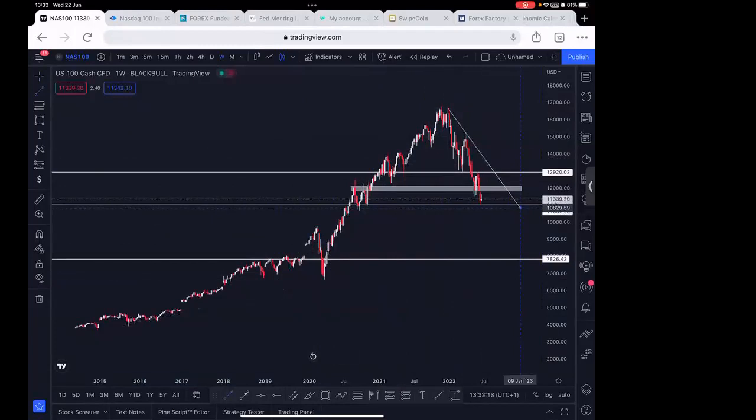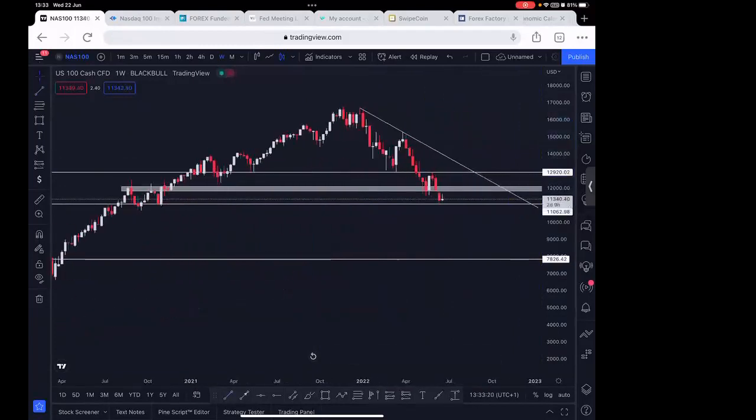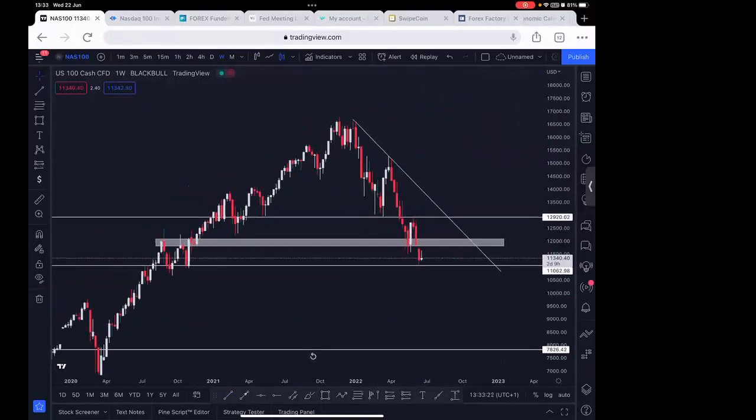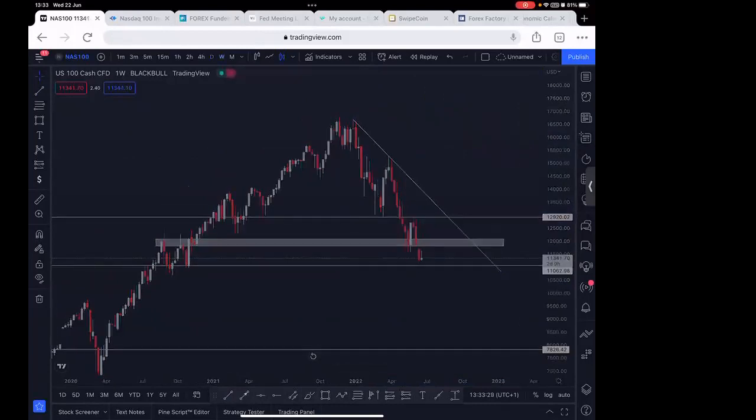So for a buy, if the market breaks above the trend line and retests it, then we can think of buying. Are you seeing what I'm doing here? So now this is locked. I'll lock this one too. Now it comes to the daily.